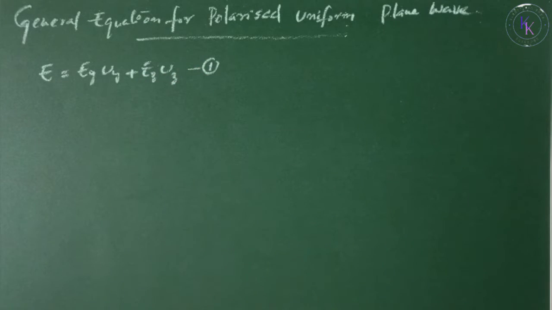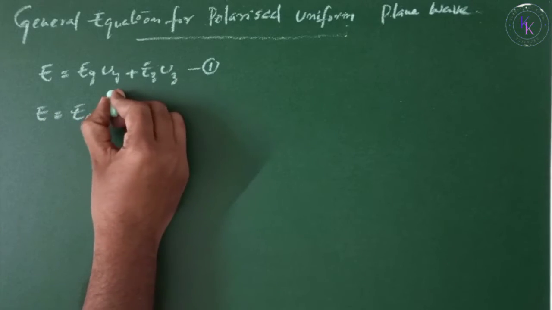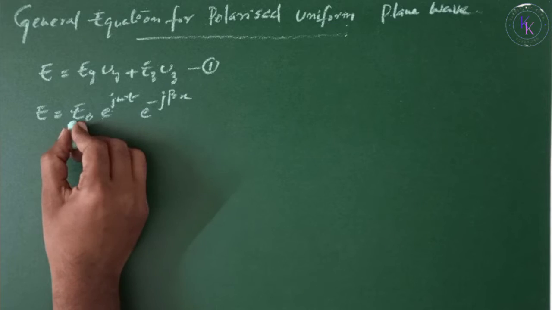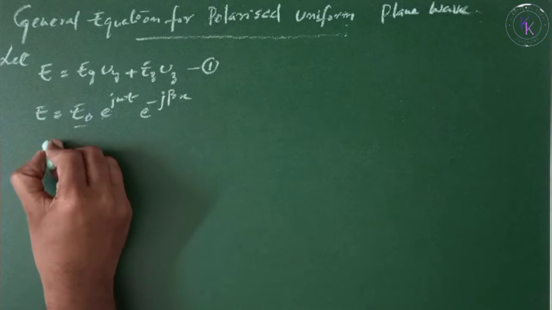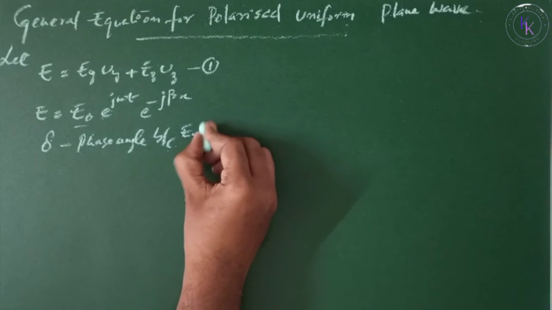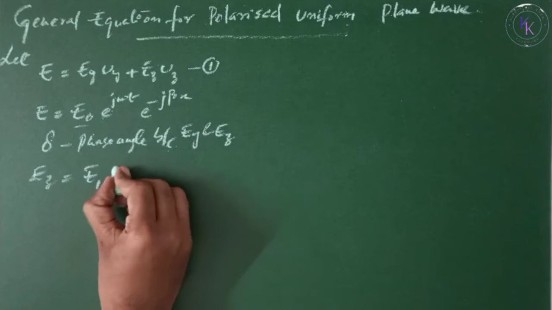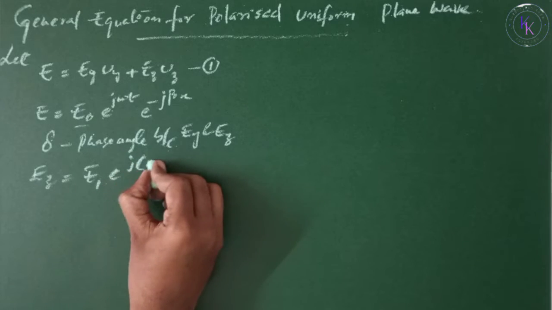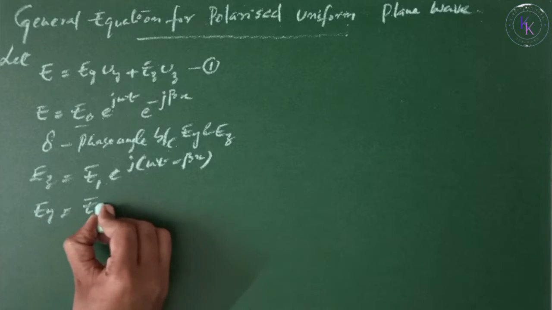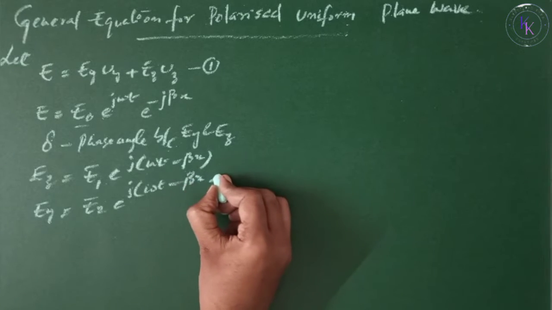E is represented mathematically as E equals E naught e to the power of j omega t, e to the power of minus j beta x. E naught is the amplitude. Then let delta be the phase angle between Ey and Ez. Then let Ez equal E1 e to the power of j omega t minus beta x, and Ey equal E2 e to the power of j omega t minus beta x minus delta.